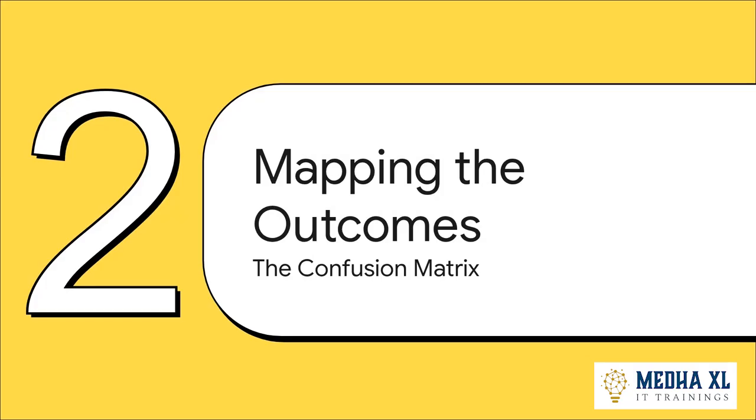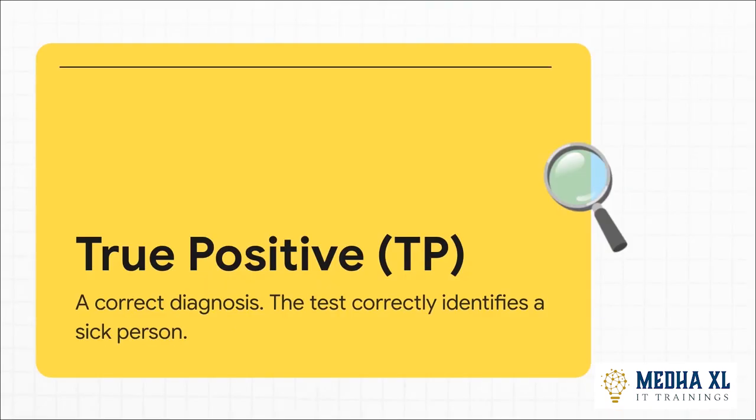And that brings us to our main tool for the job, the confusion matrix. Now, don't let the name intimidate you. It's actually a super simple but powerful little grid that shows us exactly where a model is nailing it and, more importantly, where it's getting confused. Let's build this thing one piece at a time.